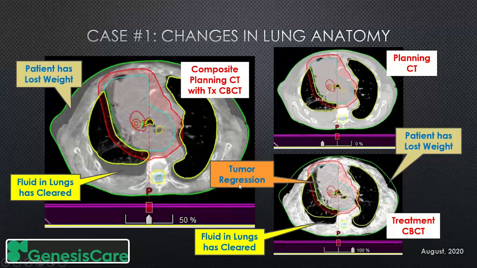Finally, tumor regression. That is what we're all mainly concerned about, not just dose, but we want to make sure we're targeting the tumor. And you can see in this case, there was a significant regression of the tumor in this region right here. And of course, this is just a single slice through the patient's anatomy. So if you were to scroll through each of the slices, you can see varying degrees of these effects of weight loss and tumor regression, as well as the fluid in the lungs.